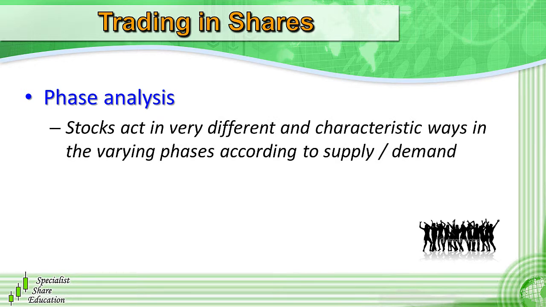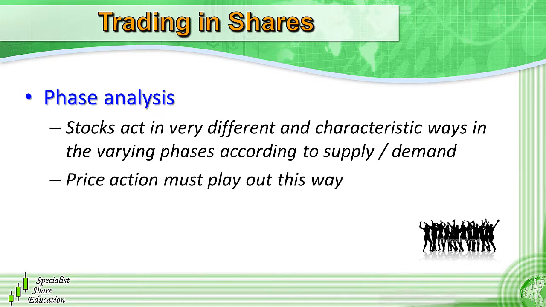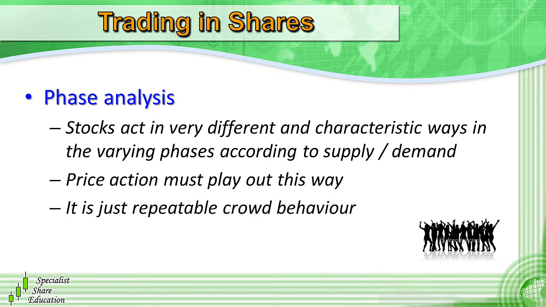Stocks act in very different ways, and they have very characteristic ways in the varying phases, according to the supply and demand for people wanting to buy or sell the stocks. So if you understand what those characteristics are, it's very easy to identify what phase you're in, and therefore to have a pretty good idea of where the actual trend is and whether it's a time to buy or sell or just in fact watch. And as I said, the price action must play out this way every time because it's just human psychology.